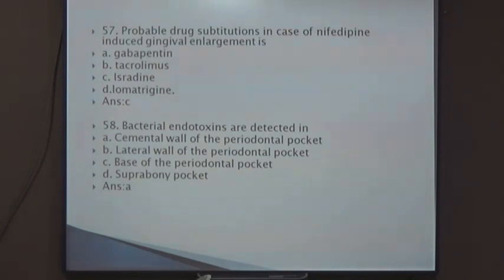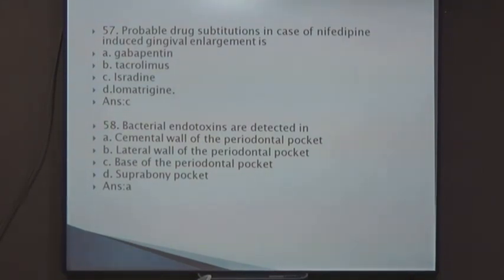Okay? Bacterial endotoxins are detected in the cemental wall of the periodontal pocket. I told you, when it enters the gingival sulcus base via the junctional epithelium, it goes out mainly first in the cemental wall. So bacterial endotoxins, don't write the lateral wall of the periodontal pocket, where you will be having a granulation tissue. And in the suprabony pocket, there is not going to be a toxin. When you do SRP itself, it is going to become alright.